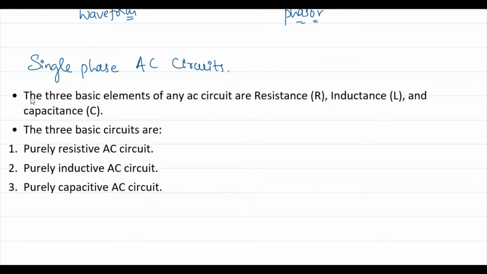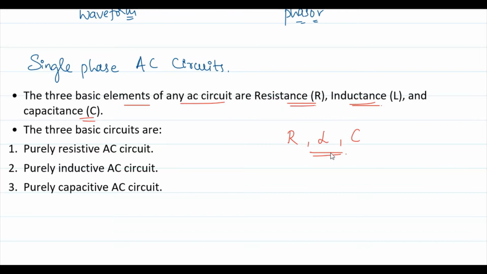So these are single phase AC circuits. The three basic elements of any AC circuit are: the first one is resistance, the second one is inductance, and the third one is capacitance. From the lower classes, you have already studied what exactly the resistance R is, what exactly the inductance L is, and what exactly the capacitor C is, right? By using these three electrical components, almost any AC circuit can be designed.